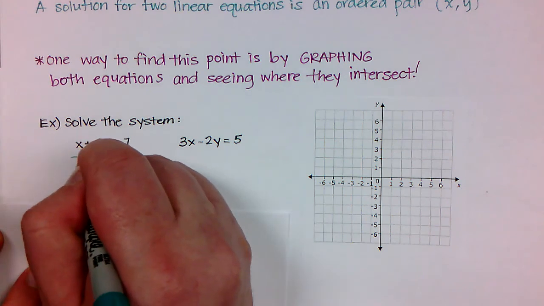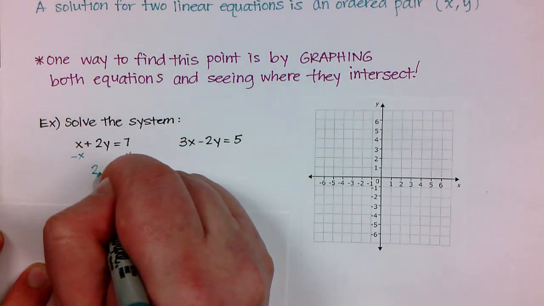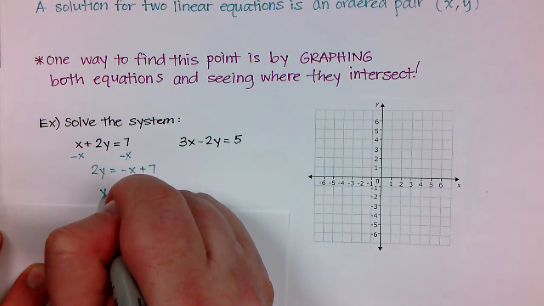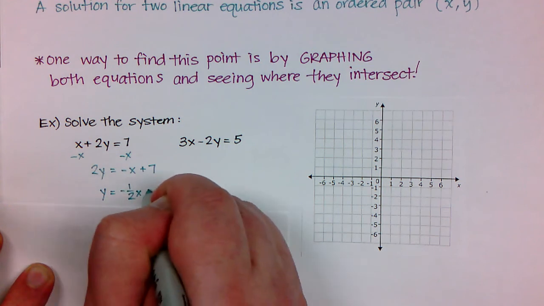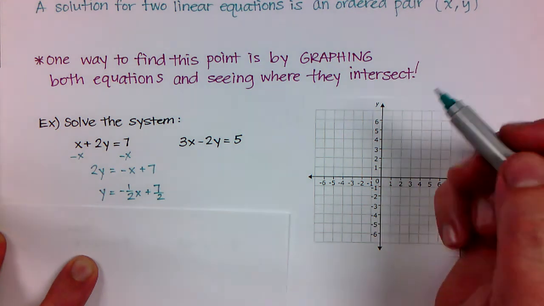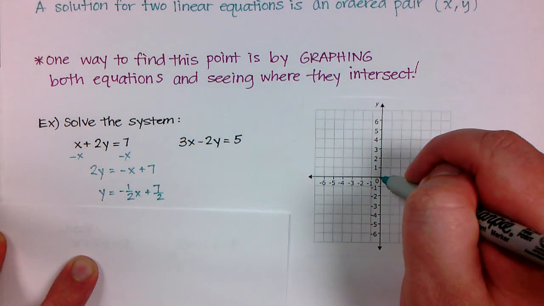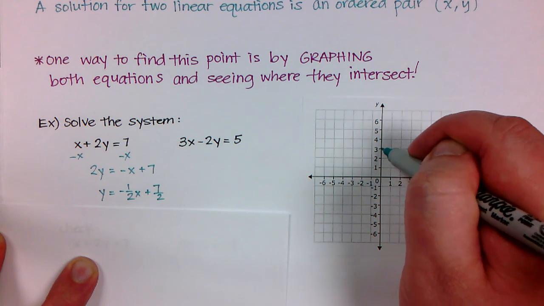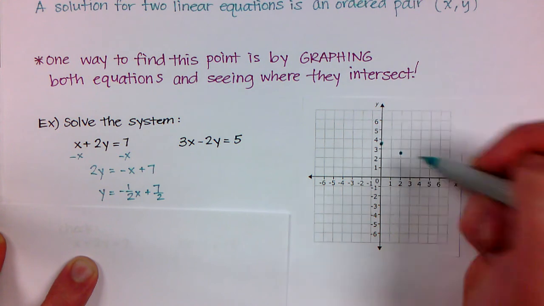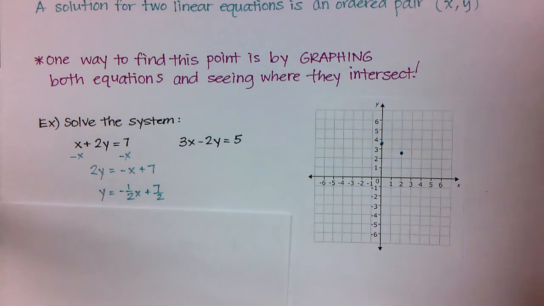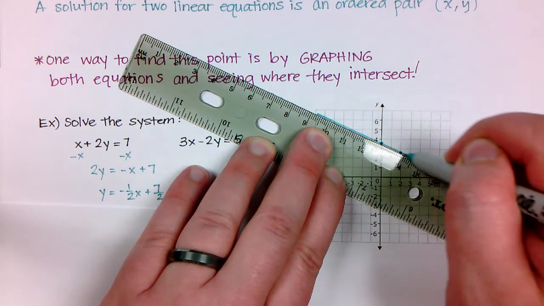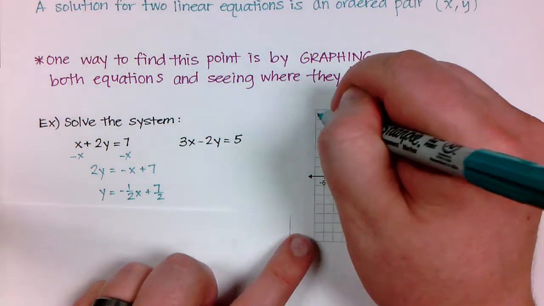I'm just going to rewrite them. I'm going to subtract x on both sides of this one, so I get 2y is equal to negative x plus 7. And then when I divide 2 on both sides, I'm going to have negative 1/2 x plus 7 halves. If I was going to graph this, I would start with my y-intercept, which is 7 halves, which is 3.5. So 1, 2, 3.5. And then I'm going to go down 1 and over 2. I'm going to get my ruler and connect these two dots, and there is my first line.